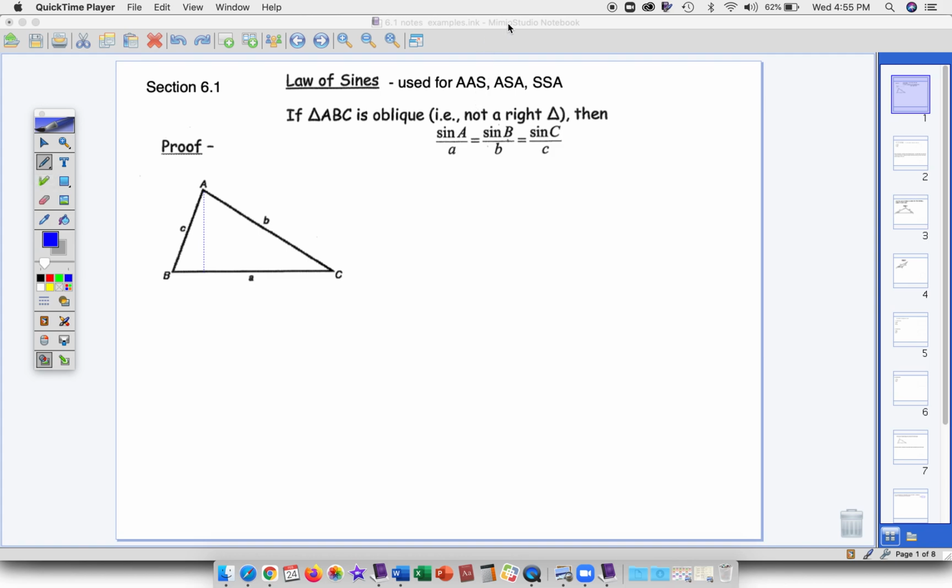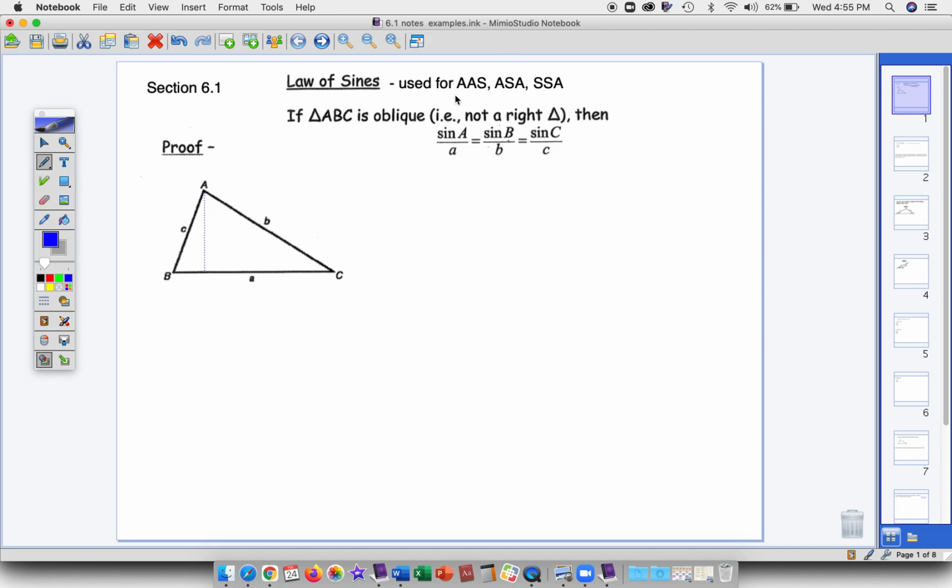There's AAS, ASA, SSS, and SAS. We determine which law we can use, because there's also the law of cosines, based on the given information. So for AAS, remember that means two angles and a non-included side. And ASA is two angles and an included side. If we have either of those cases, we can use the law of sines to solve that triangle, meaning finding all missing parts.